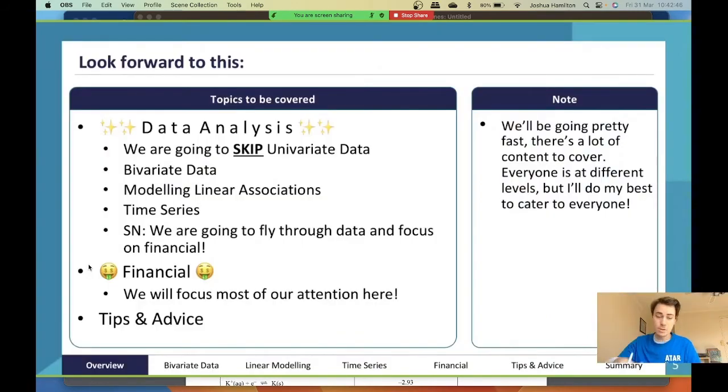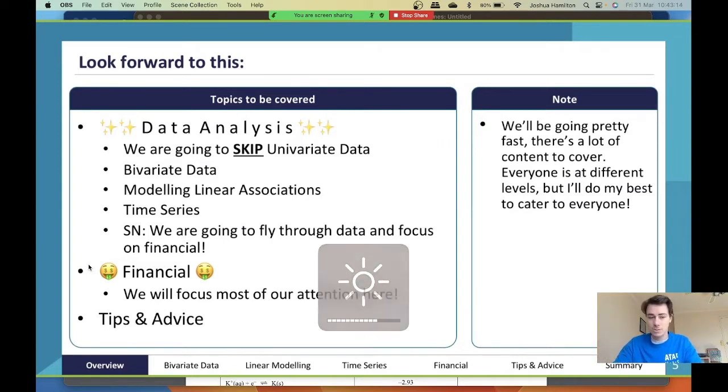So just looking forward to what we're going to go through today. Essentially, we're going to go through a bit of data analysis. Now, data analysis is huge. It's double the size of all the other modules in General Maths. We're going to skip Univariate, which is the basic building blocks. We're going to fly through bivariate, and we'll spend a little bit of time on modeling linear analysis and time series, but we're not going to dawdle on it. We're going to push through it. It is going to take us about an hour to get through that content, but you'll find we're moving very quickly because there is a lot of content. That's not the focus of today. That's really just so you can get a little bit of revision, touch on points and go, maybe I need to study that a little bit more.